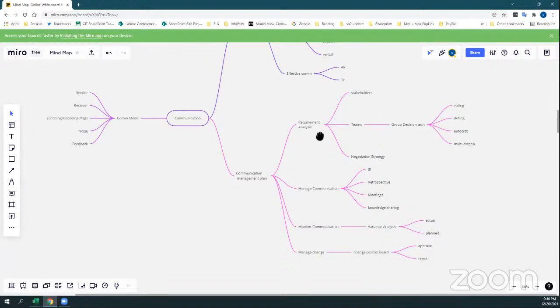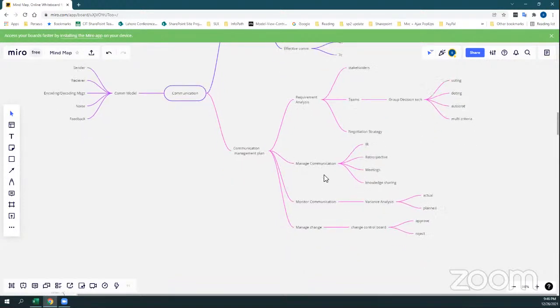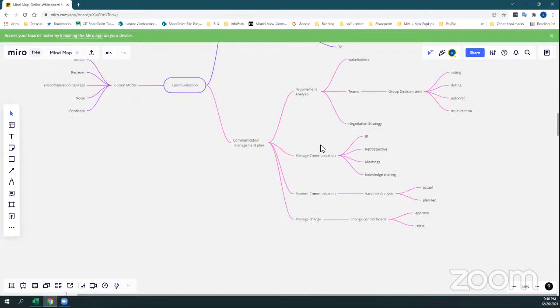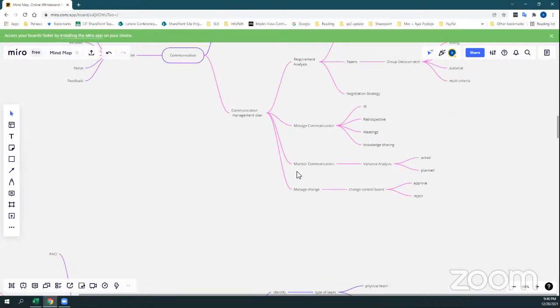Then we have managed communication, in which we can use retrospectives, meetings, and knowledge sharing sessions for virtual or large complex teams. Then we do the monitoring of the communication. In this, we continuously do the variance analysis, comparing what was actual and what was planned. And if there is any change, then we have to manage the change, initiating it through the change control board, and then we approve or reject.